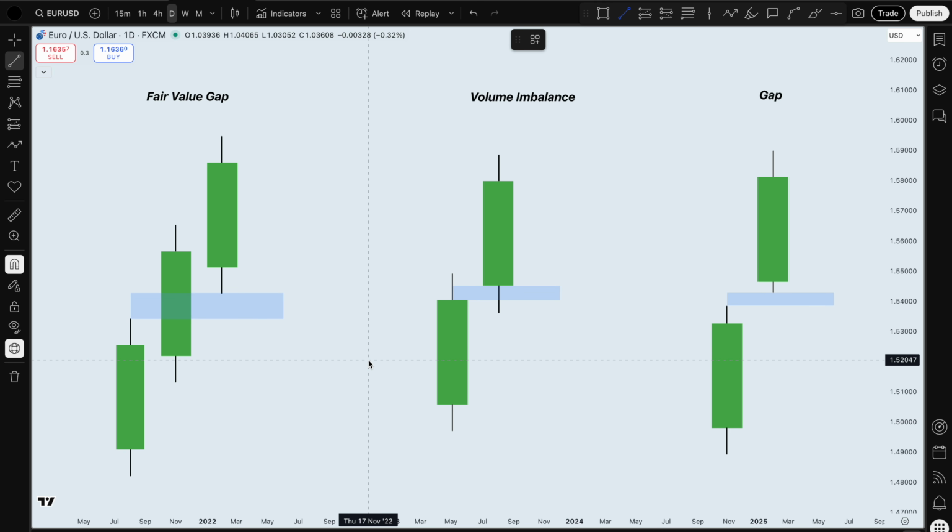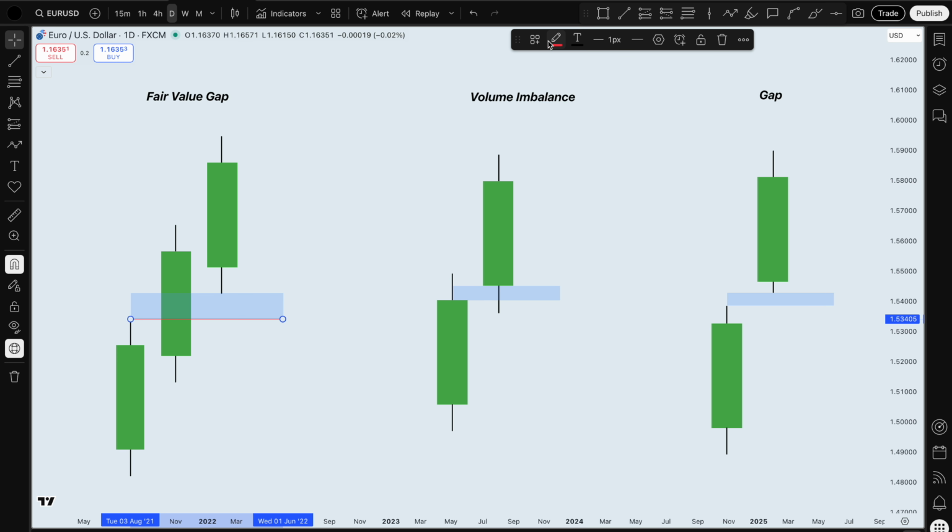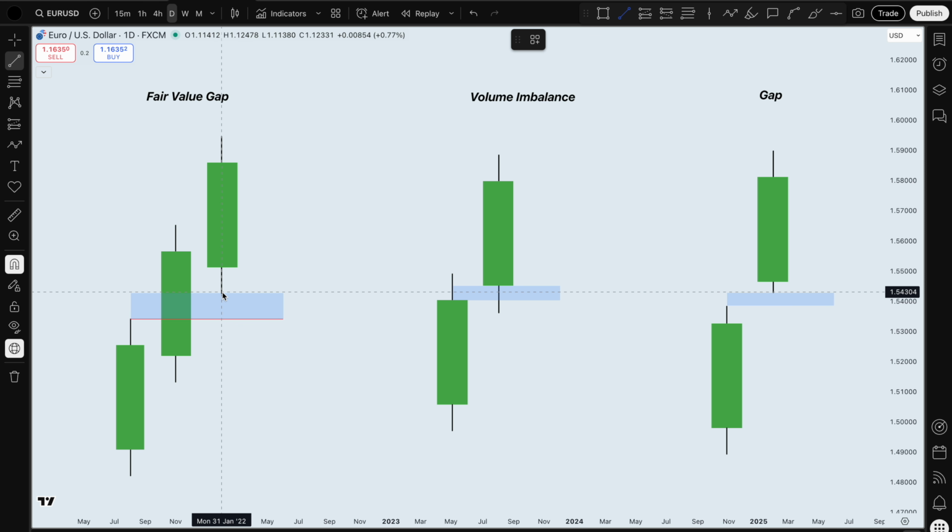You can see on the left an example of a fair value gap or an imbalance, and it's basically a 3 candlestick pattern where the high of the first candle does not overlap with the low of the third candle, and it basically creates a gap between the two candles here.